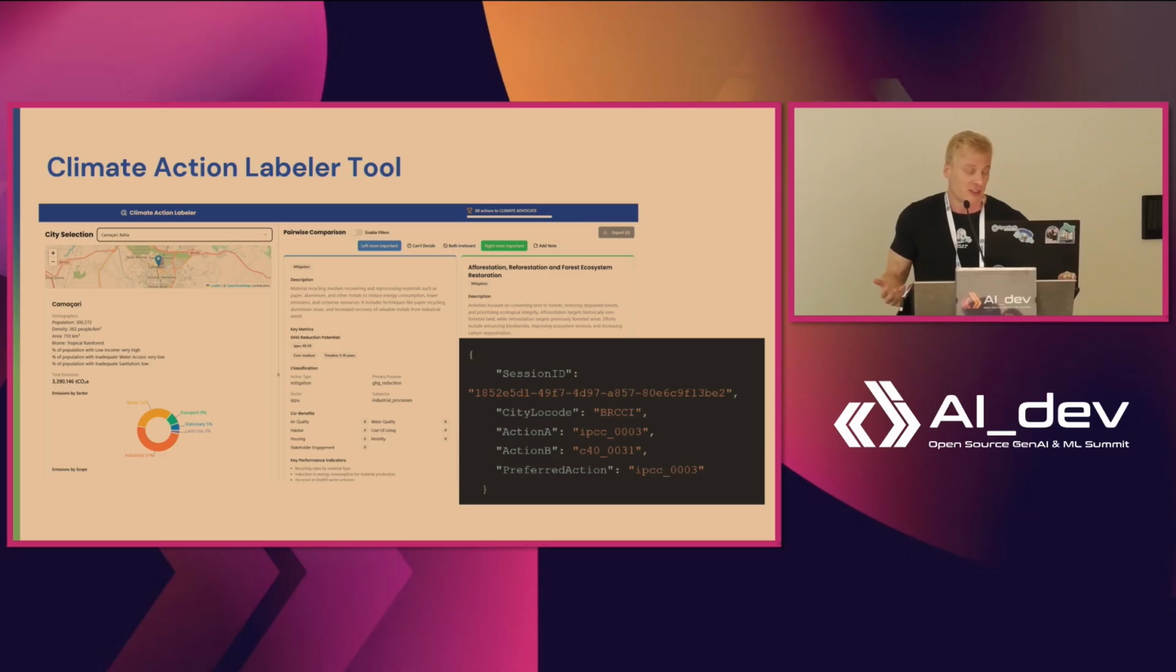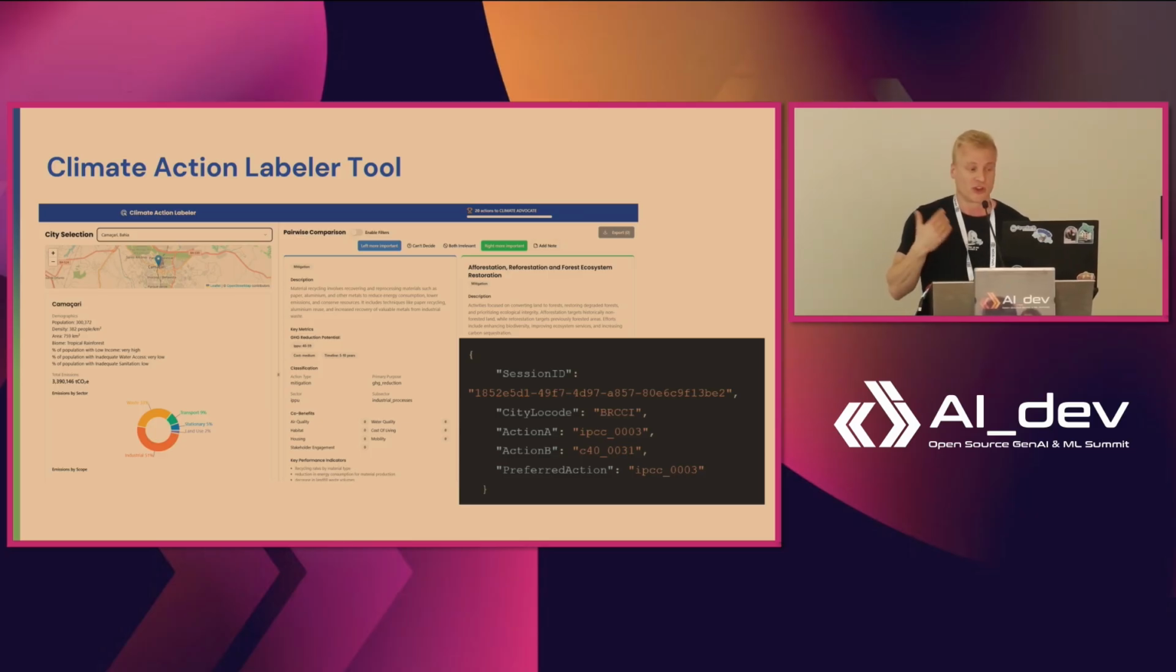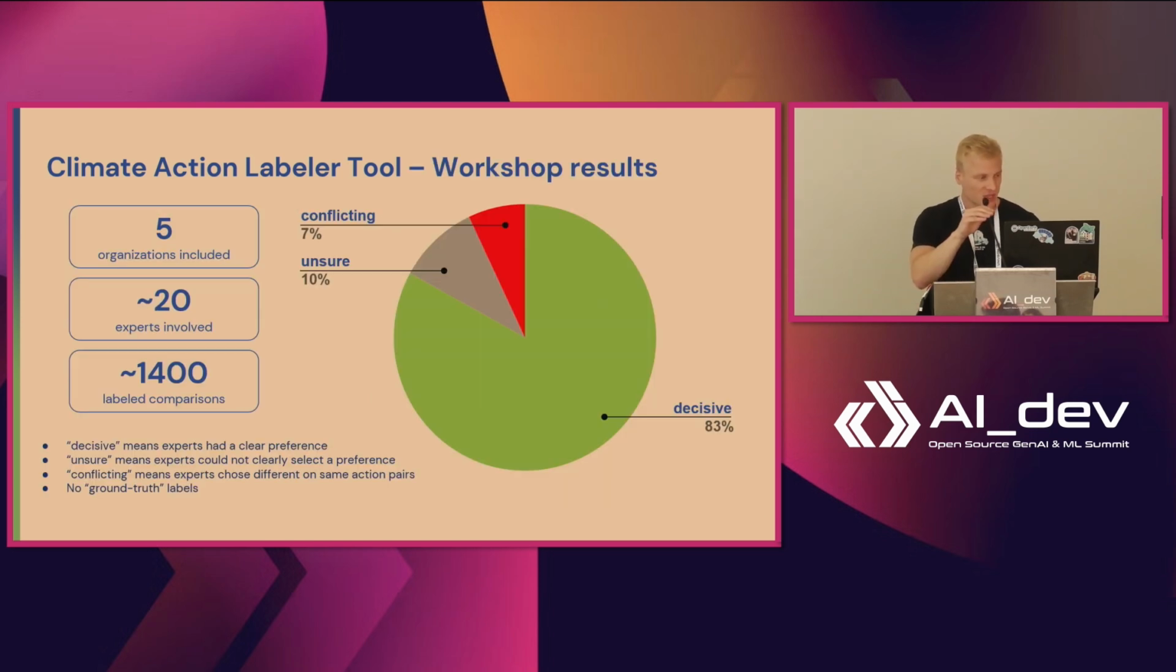So this is a tool with which, not us, because we're not the domain experts, but what we did is we ran workshops with 5 organizations and 20 experts. We asked them to use this tool to label climate actions. These were all climate experts from different fields that we worked with. They went into this tool and labeled a lot of actions for us because, as I said, there's very little data out there that can be used. So we had to create our own data set here. And these are the results.